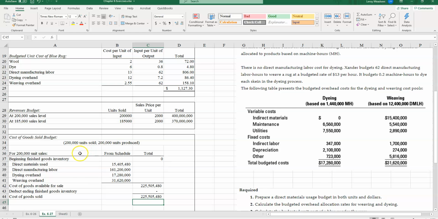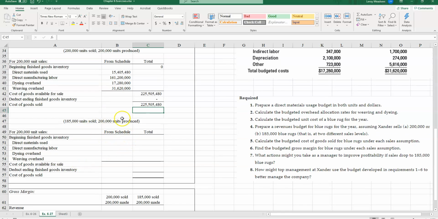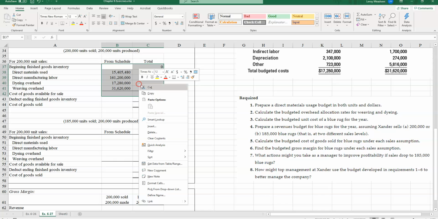Now, let's take a look at the next scenario. What happens if we produce 200,000 units but only sell 185,000 units? Well, I'm going to have my cost of goods available for sale, and it's going to be the same. My only difference in this situation is allocating between what is an ending finished goods inventory versus what is sold. So I've already got this here.